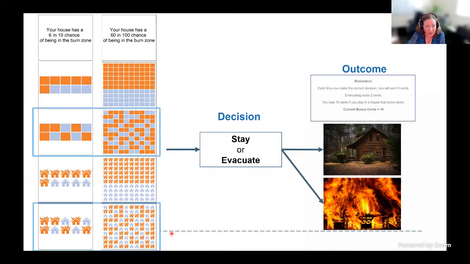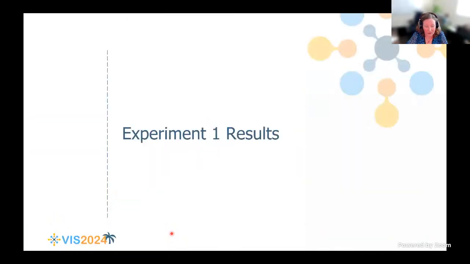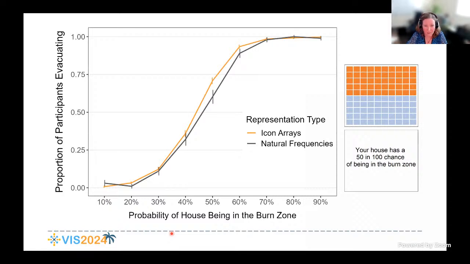Prior research on icon arrays has shown that these are all factors that might change people's perception. The randomization might lead people to be more aware of the probabilistic nature of the outcome. So that's why we included that condition. So in terms of our results, our main question was, would we see differences between the icon arrays and the natural frequencies? And we did.